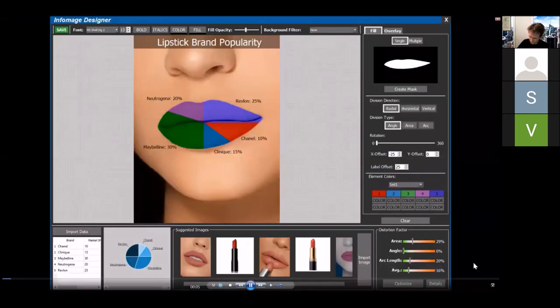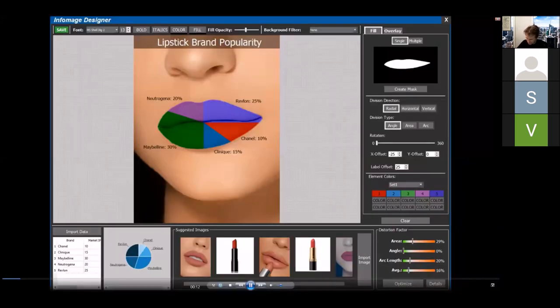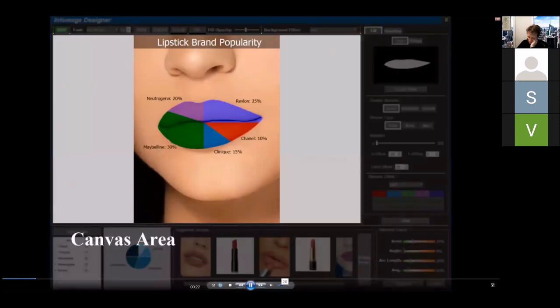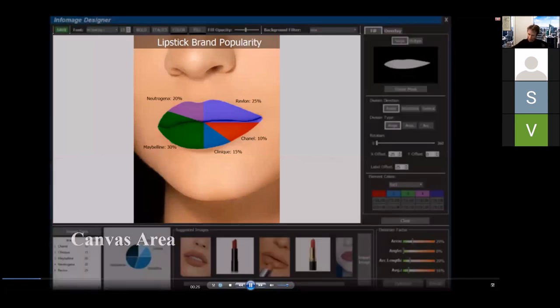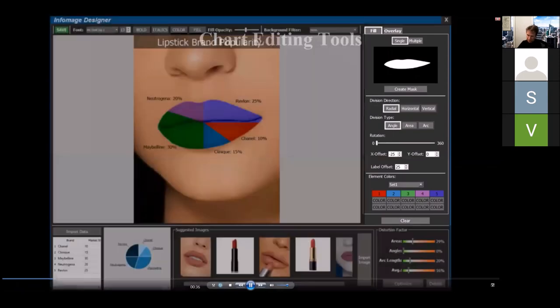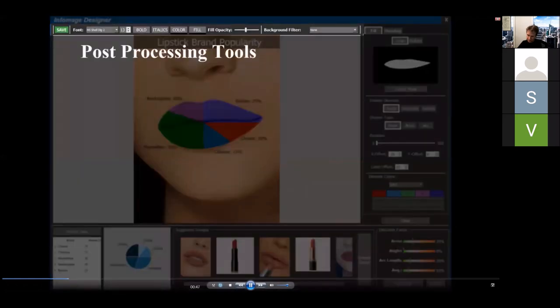We present a tool that allows novices to create infomages. The interface has five main areas. The resource input area, where users can import their data and select a background image retrieved from the web or import their own image. The canvas area, where users can preview the infomage and manipulate the chart elements. The chart editing tools, which allow users to set various properties of the chart, such as the color, glow, size, axis, and various other properties. The distortion estimation indicators, that inform users about possible distortions in the various encodings. The post-processing tools, which allow users to format the text elements and apply image filters to the background, giving the infomage an artistic style.